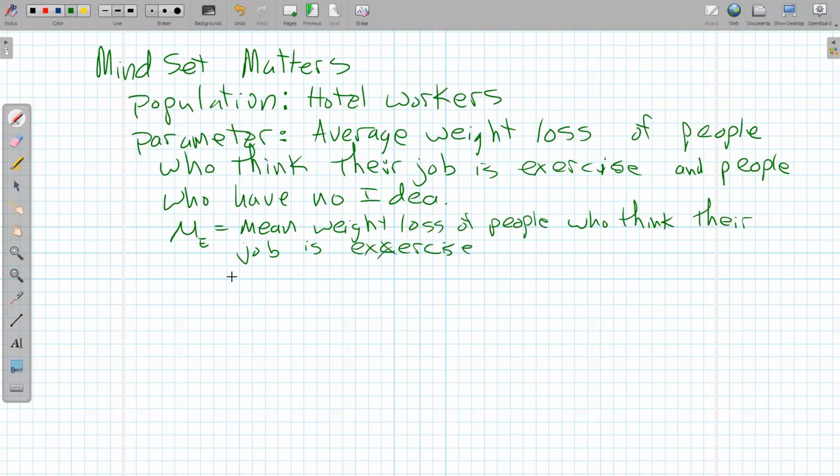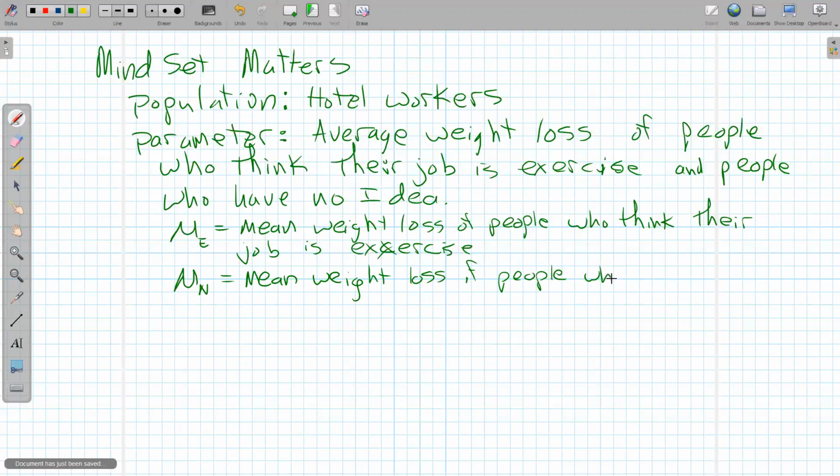And then we'll have mu N, N for no. That would be the mean weight loss of people who don't know. People who have no idea their job is exercise. They just didn't think about it. They weren't told that.